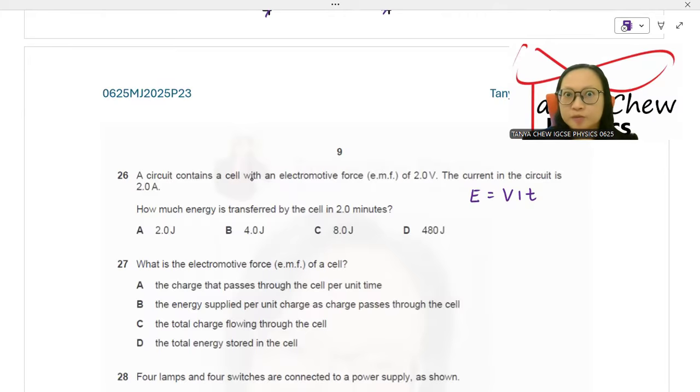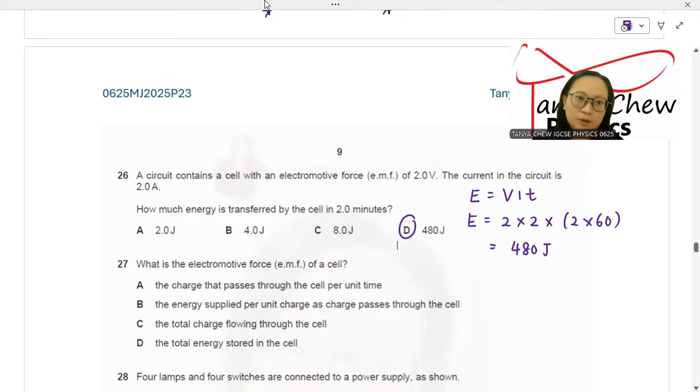That is one of the careless mistakes made by most of the students. So you have to be extra careful. V is equal to 2, I is 2, and the time I have to change to second. Remember, 2 minutes, you want to change it to second, you just times 60, and I got 480 joules. D is the answer.